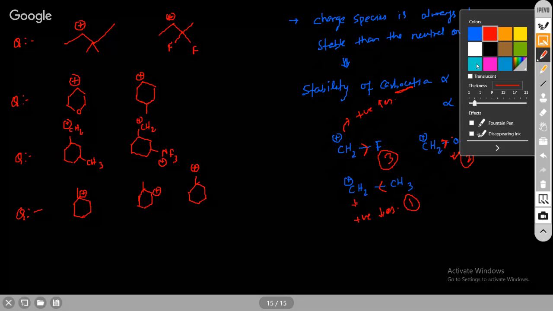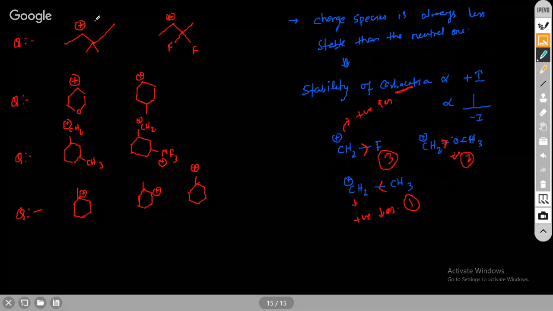Okay. So now you see the first one. The first one, these are methyl, electron releasing groups, right? Electron releasing. And these are fluorine, so electron withdrawing groups. With electron withdrawing, positive density here increases, so stability will be less, and the order will be this.